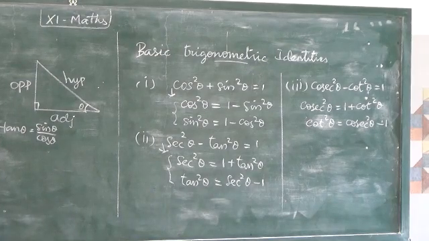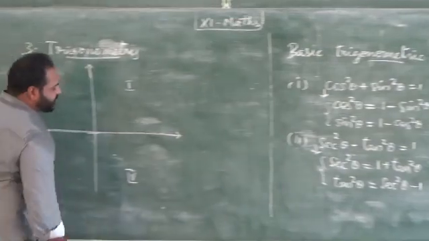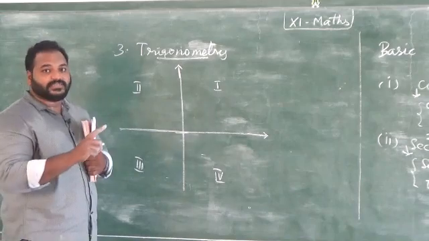Another thing, we are going to learn the 4 quadrants. I am going to draw the x-axis and y-axis. In this diagram I am going to teach the 4 quadrants. We know that this is the first quadrant, second quadrant, third quadrant, fourth. In this measurement, anti-clockwise gives positive values, clockwise gives negative values.